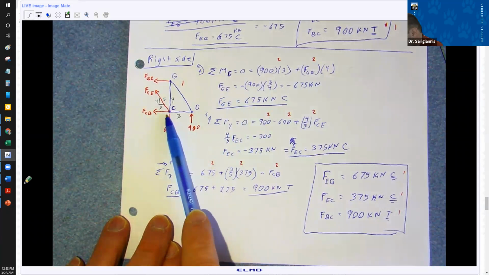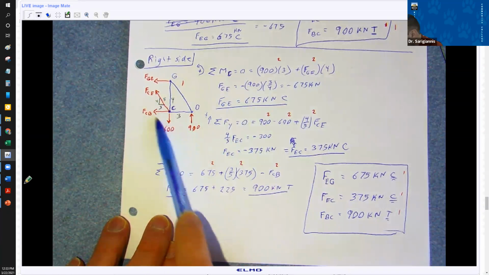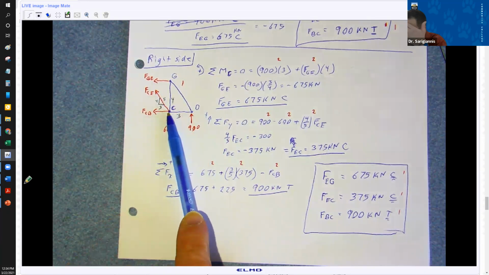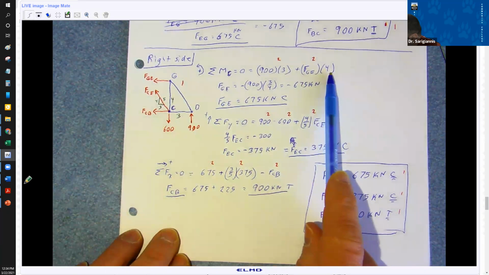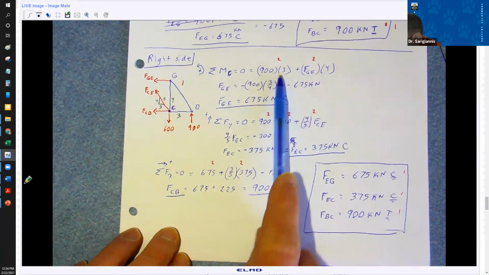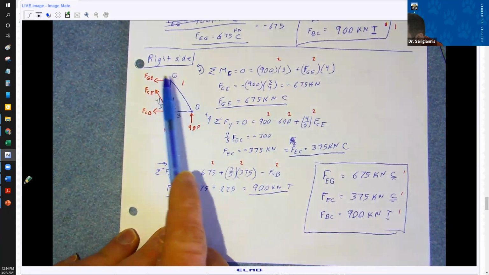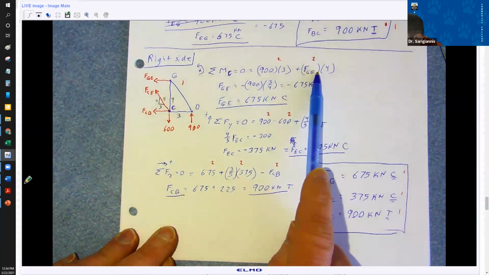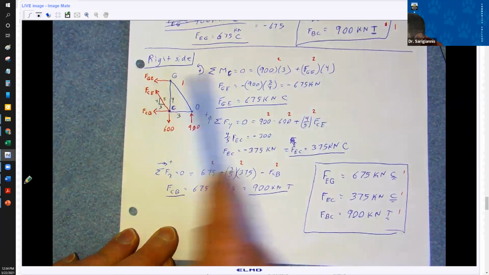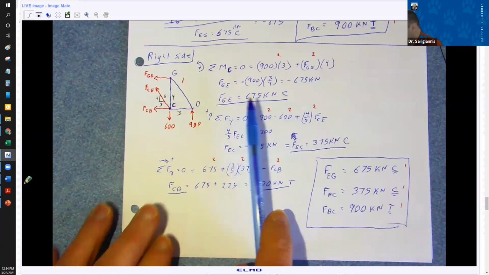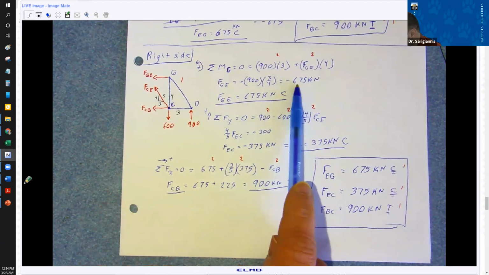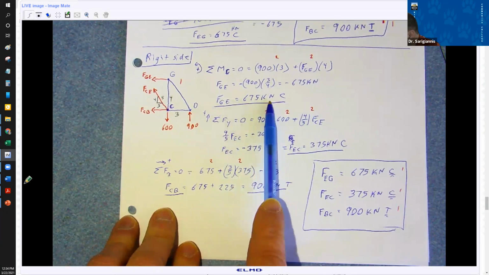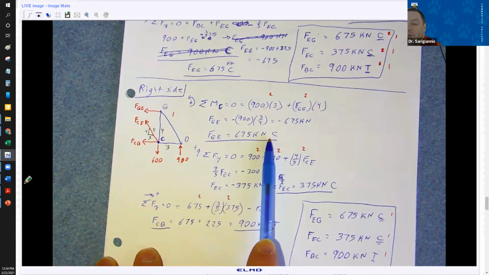Sum of the moments about C eliminates a whole bunch of stuff that we don't need to worry about. And we're left with 2 forces because these all pass right through C, so their perpendicular distance is 0. We've got 900 times 3, right? This generates a positive counterclockwise moment. And notice the way I drew this, I treat it as a counterclockwise moment, right? FGE times 4. But when I solve this, I wind up with a negative 675 kilonewtons. That tells me that GE is 675 kilonewtons in compression, right? And that matches what we got up there.